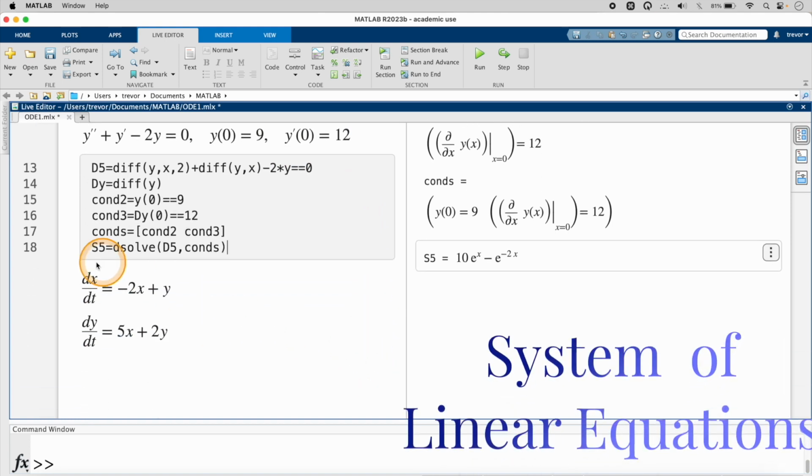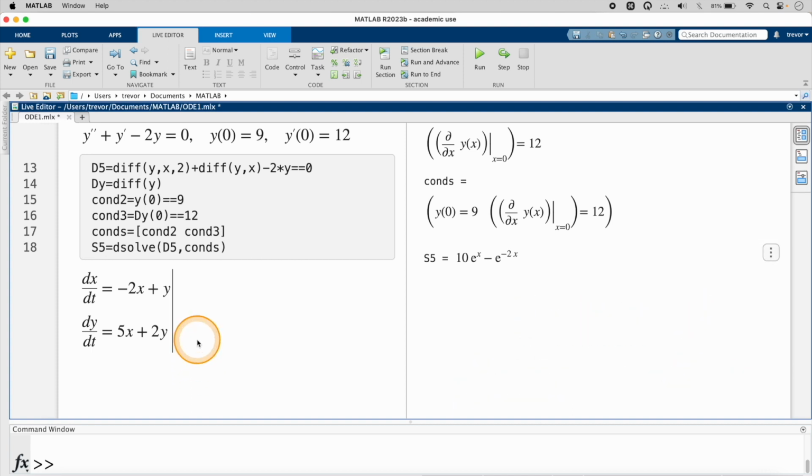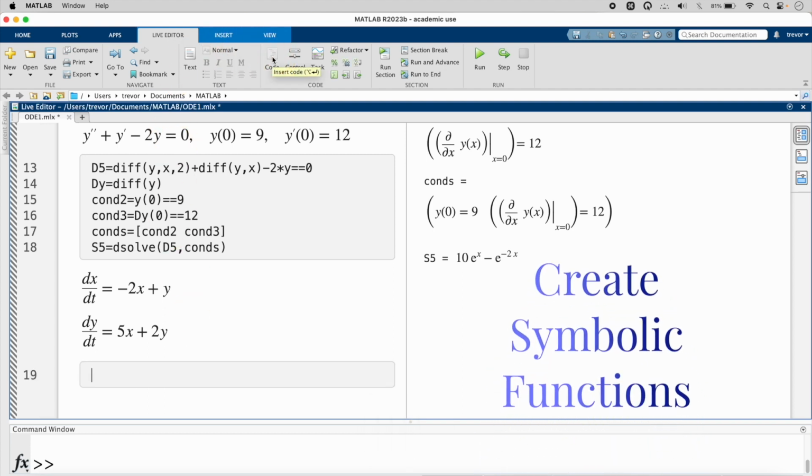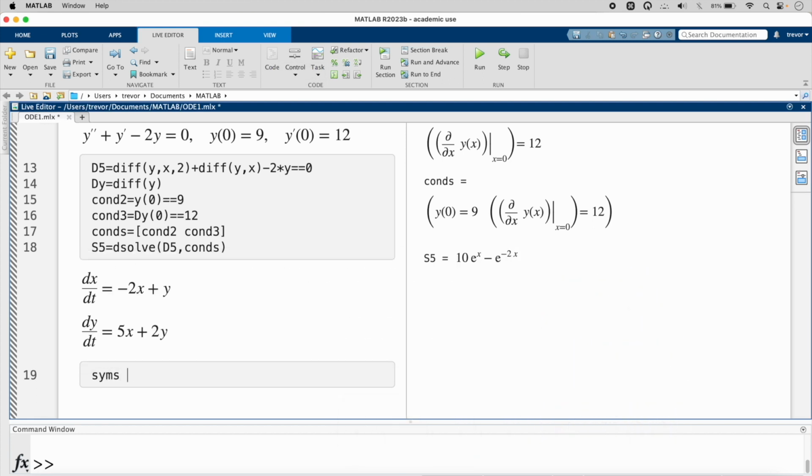I will now go on and solve this system of linear equations. So to solve that system of linear equations, I press the return key there so that I enter my code. The first step there is to create symbolic functions. So I type in syms. The symbolic functions that we are creating there is x, which is a function of t. We are saying x is a function of t because t here is the independent variable, and the other one is y, a function of t. So those are the two symbolic functions that we need there.